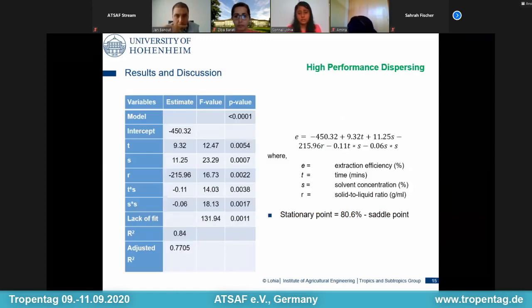An ANOVA analysis gave the final optimized model, which is stated here. In the final optimized model, we can see that all the three parameters had significant effect on the extraction method, and the polynomial model shows a two-way interaction and a quadratic term as well.